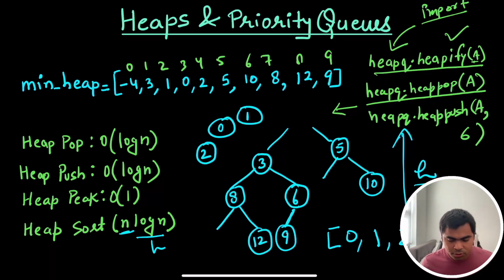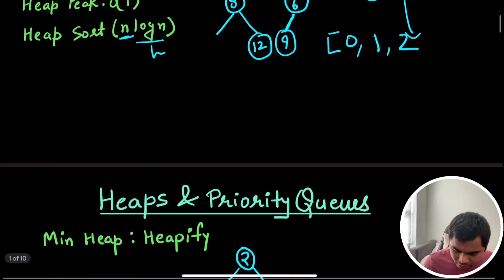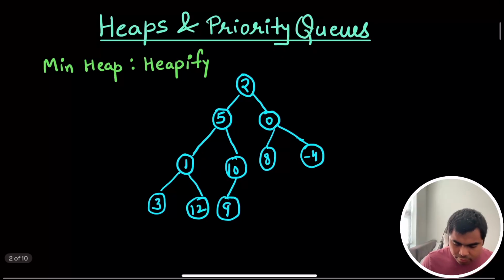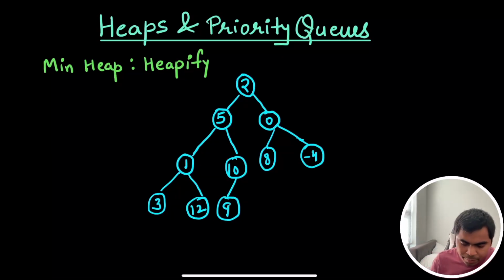Now we have understood heap, min heap, max heap, and you can do the same way. For max heap, you just need to negate all the values and then heapify it, then it will give you a max heap. All right, now let's see how it must have actually performed the heapify operation.